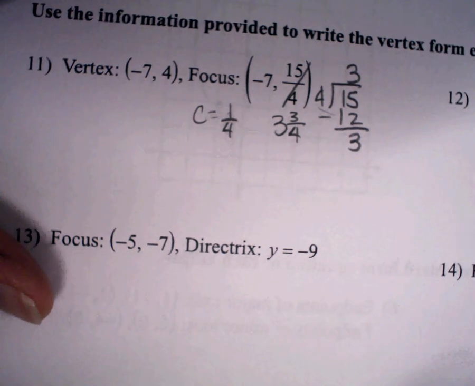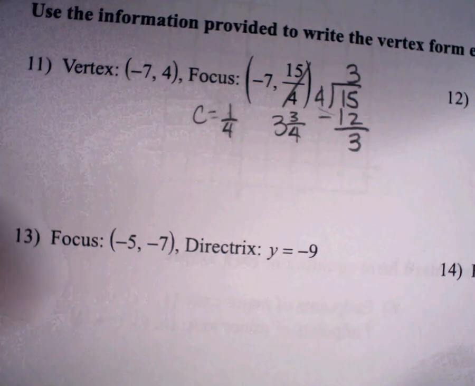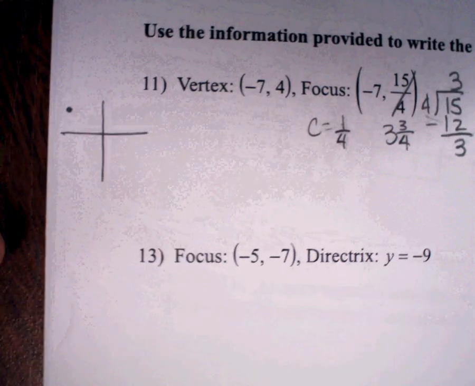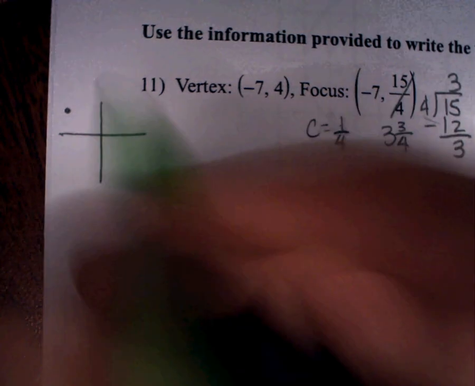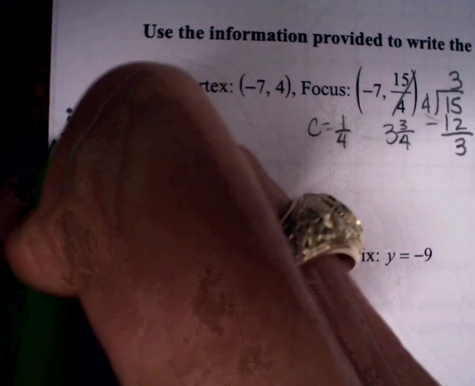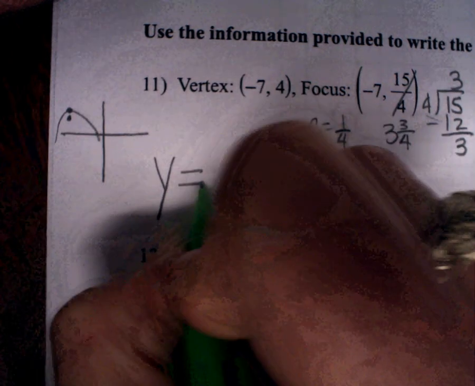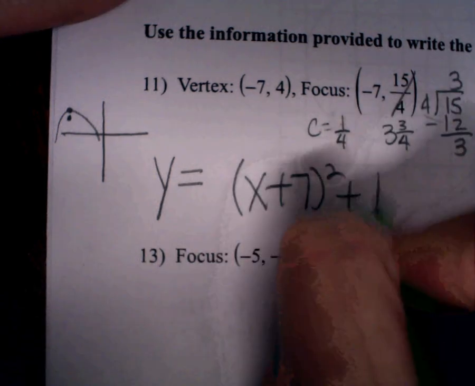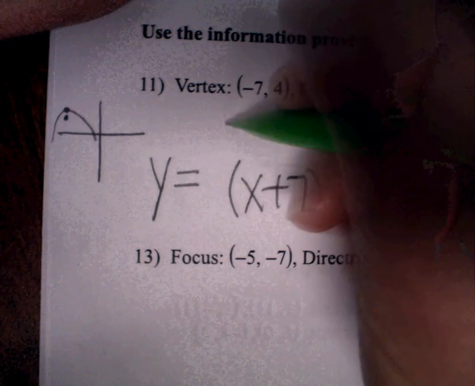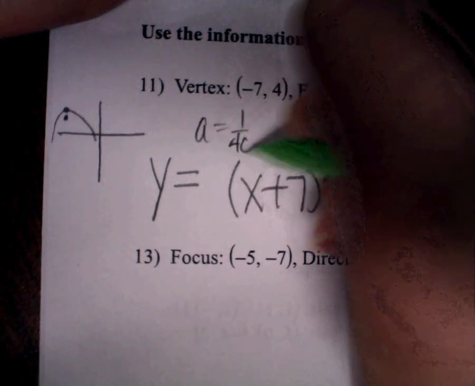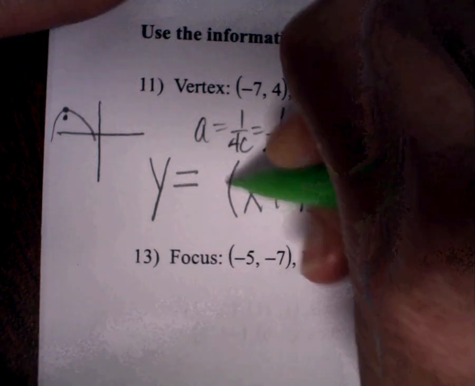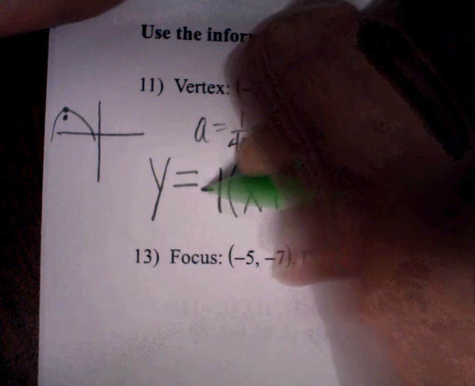Okay, so then I have my C, I have my vertex, I just need to know the direction. So negative 7, 4 is like there, and then negative 7 and 3 3/4 is a little bit below it, so that means my parabola is going down. It's y equals, I'll fill in my a in just a second, x plus 7 squared plus 4. So my a equals 1 over 4c. So my c is 1/4. 1 over 4 times 1/4 gives me 1, but it's a negative because it's going down.